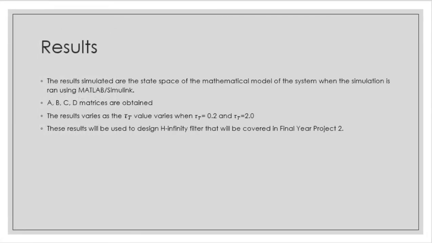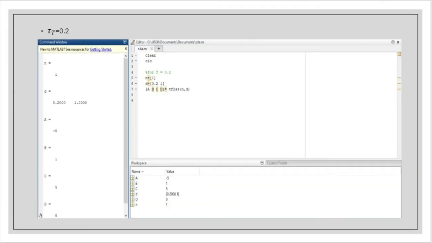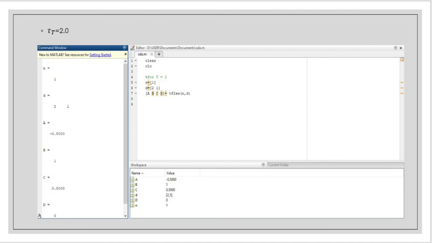As for the results, the simulation conducted is the state space of the mathematical model of the system by using MATLAB Simulink. From the simulation, the matrices A, B, C, and D are obtained and will be used to design the controller in final year project 2. The figure shown in the slide here is when the single time constant is equal to 0.2. And the figure here is when the single time constant is equal to 2.